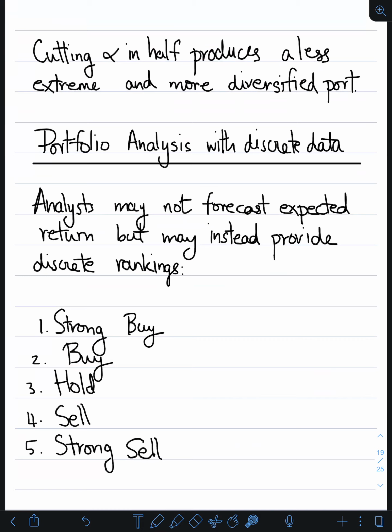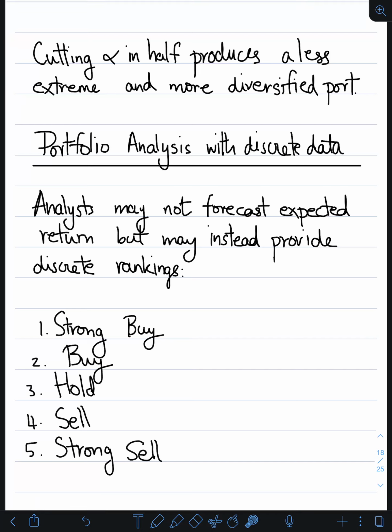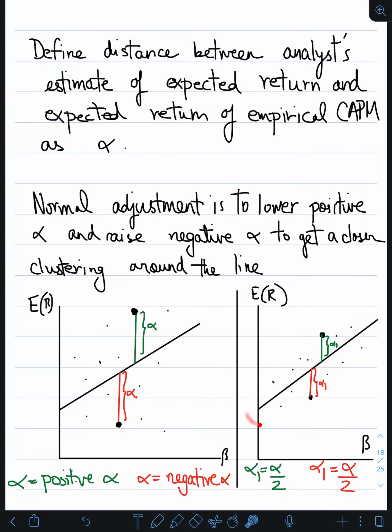So that's exactly what I said, right? Cutting alpha in half produces a less extreme and more diversified portfolio. So we're coming a lot closer to this expected return. That means that we're less extreme. We're not moving far away from the mean.